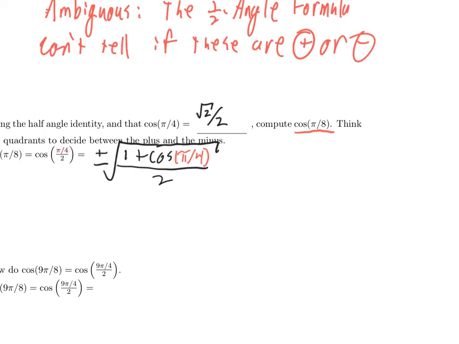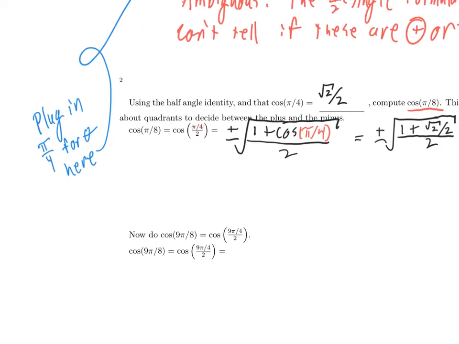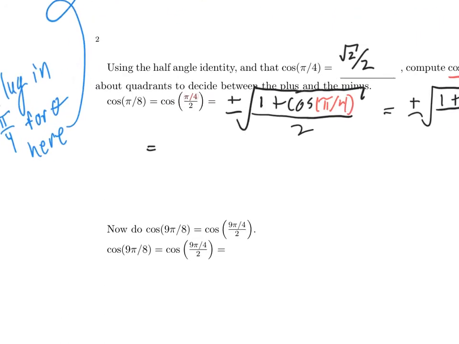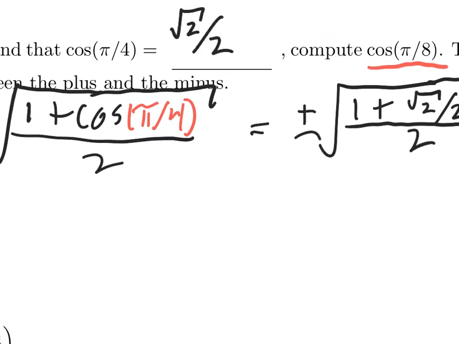And now let's just go through and simplify that. So that's plus or minus the square root of 1 plus, what is the cosine of pi over 4? It's the square root of 2 over 2, all over 2. And on the one hand, there is an answer. It's not completely simplified, so we should fix that. We also will need to deal with the plus or minus sign, but maybe I'll put that off until the very end. So let's see what this is.